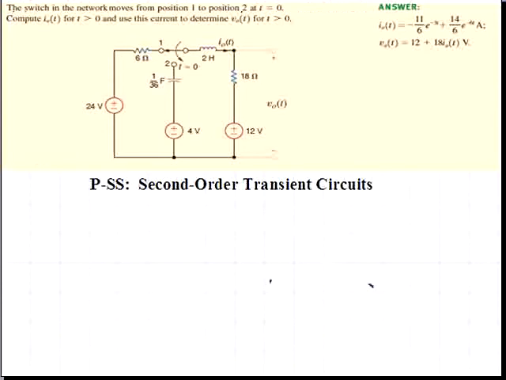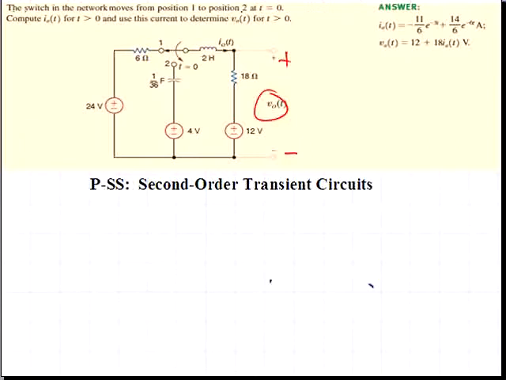This is Learning Assessment Problem 717. In this circuit we have an energy storage element in the form of an inductor and another one in the form of a capacitor. So the problem solving strategy here will be that of solving a second order transient circuit. We're asked to determine the voltage VO of t, which appears across the series combination of a 12 volt source and an 18 ohm resistor.